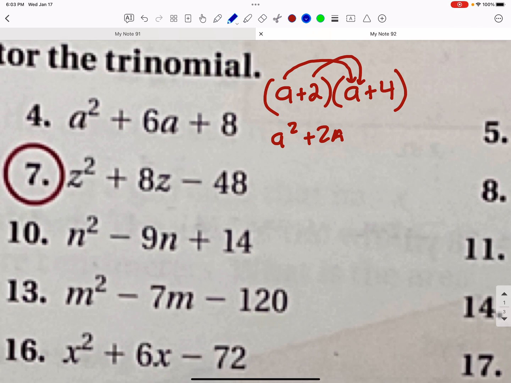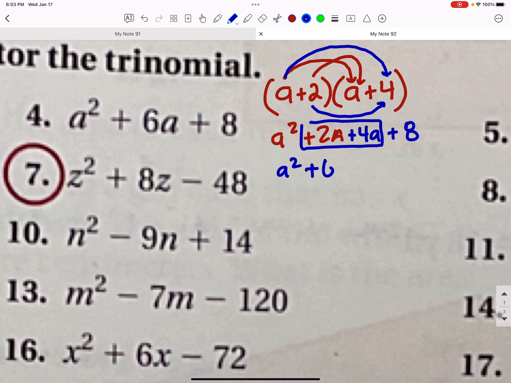You have to do, let's see, what haven't we done? The first one times the last one, which is plus 4a. A times 4 is 4a. And then finally, the last one times the last one. 2 times 4 is 8. So you've got a squared. You've got 2a plus 4a is 6a. And then you've got plus 8 at the end. Notice that that is this problem.